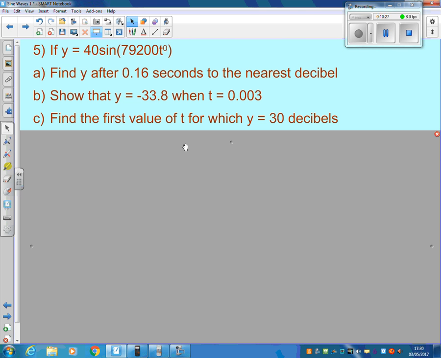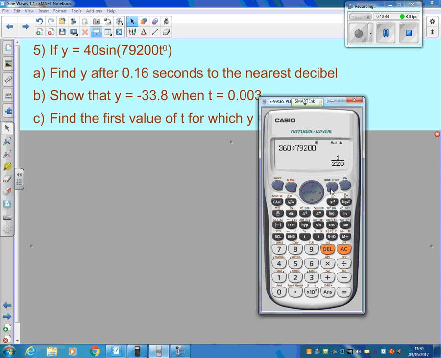Right, now we've got to solve some equations. If y equals 40 sine 79,200 t degrees, find y after 0.16 seconds to the nearest decibel. Now, you've got two ways of doing this. The way I prefer is to make sure I'm in mode 1, and I just type this equation in, but I'm going to have to put an x instead of a t. So I make sure I'm in degrees as well. And if I'm not in degrees, it's shift, set up, 3 to get me in degrees.